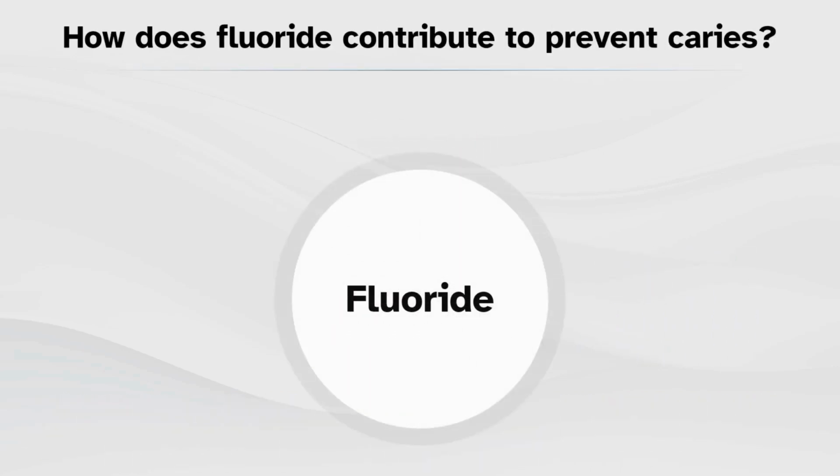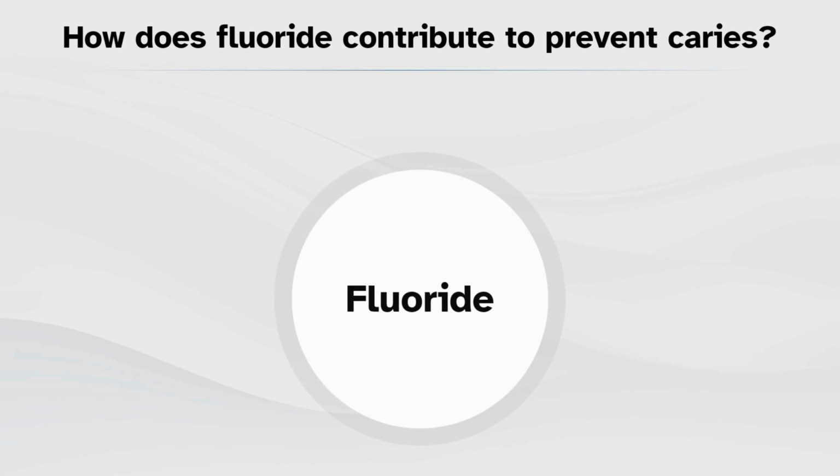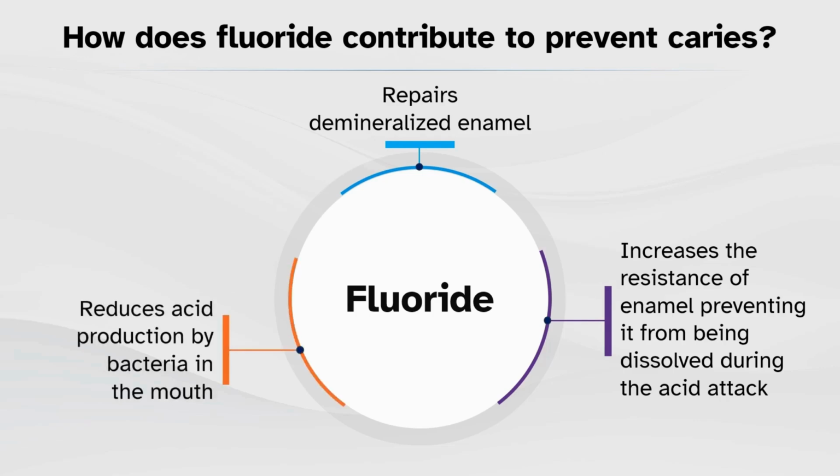Having learned the different stages of dental caries, let us now understand how fluoride works on teeth to prevent caries. Fluoride, when present in adequate amounts in the mouth, can prevent caries in 3 different ways. The main mechanism of action of fluorides is by repairing demineralized enamel. Further, it also increases the resistance of enamel, preventing it from being dissolved during the acid attack. It reduces acid production by bacteria in the mouth. Let's discuss each step in a little more detail.